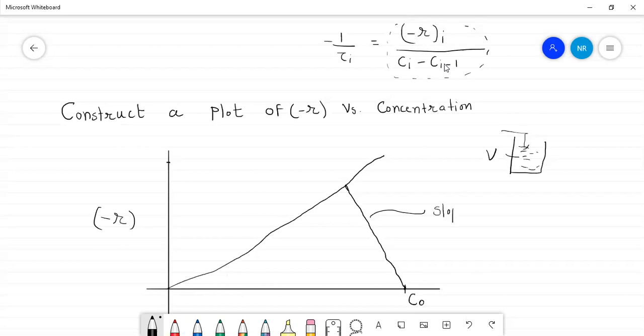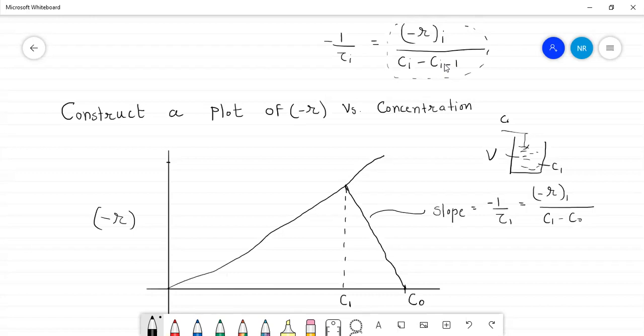The slope value we are getting is equal to minus 1 divided by tau 1 for one reactor, and ultimately it's the value of minus r of 1 divided by C1 minus C0. If I make the line here, then whatever concentration I get here will be the concentration after the first reactor. Here initially C0, here C1. So we can predict the concentration C1 after the first reactor.